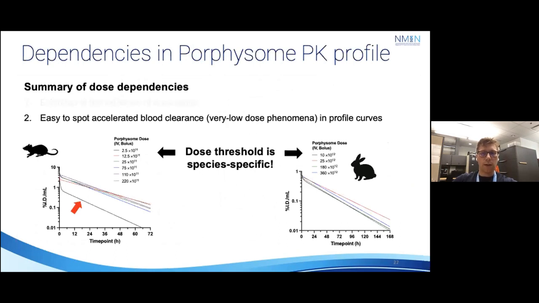Secondly, we saw that the accelerated blood clearance, or ABC, was easily spotted in the concentration time profiles, as was the case in the rat data. But the exact dose at which ABC is triggered in each species is likely species dependent and species specific.